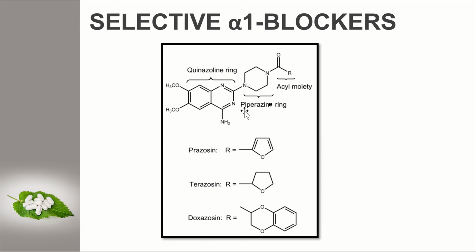We have our piperazine ring here, and then we have our acyl moiety, and then the R represents these cyclic structures that are oxygenated, right? And so these structures or these compounds are selective alpha 1 blockers.